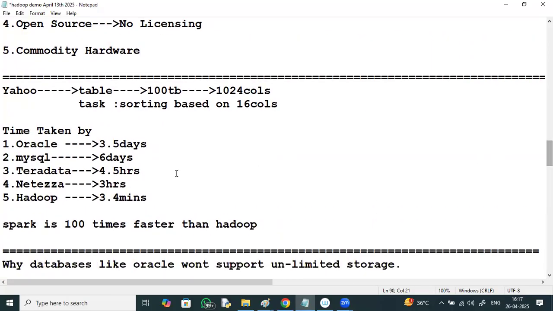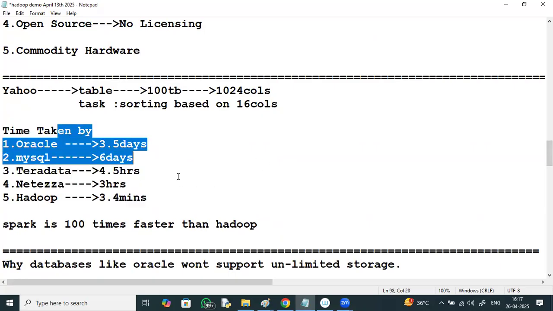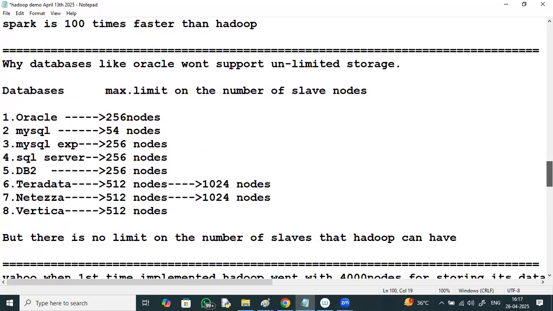So Hadoop, from the processing point of view, has a very high rate of speed. In minutes it can process data where others have taken days and hours. And from the storage point of view, with unlimited data storage, there is no limit on the number of slaves that it can have, right? It can go with any number of slaves.